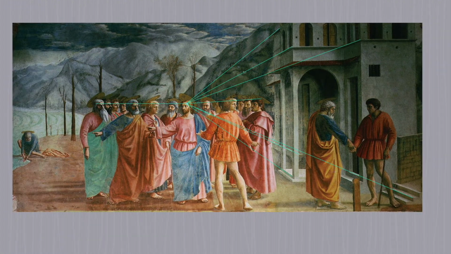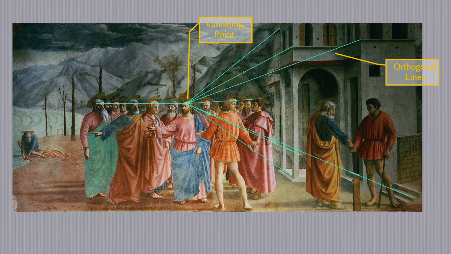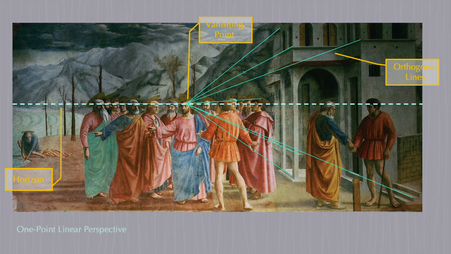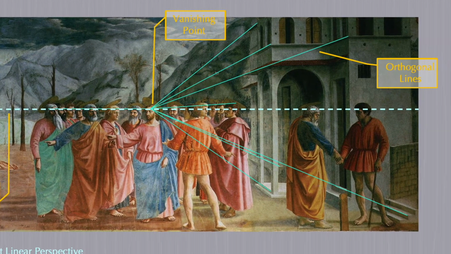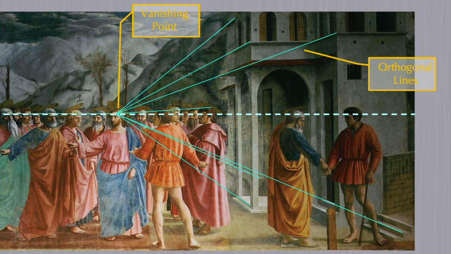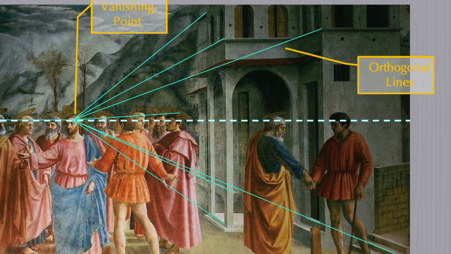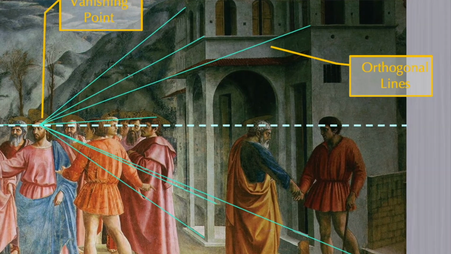All the parallel lines of that building are following the orthogonal lines in the painting. And when these orthogonal lines converge at the vanishing point on the horizon, the illusion of a third dimension is created. This is called one-point linear perspective. One side of the building is facing us, and we understand that the other side is facing left and that the two sides meet at right angle.